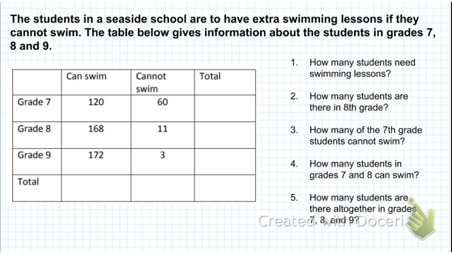If I look under can swim, we got 120, 168, and 172. So we're going to take all three of those numbers and add them together. So I got 120 plus 168. It's going to give me 288. Then I take that 288 and add the remainder 172. That's going to give me 460. So that means I can write 460 as this total.